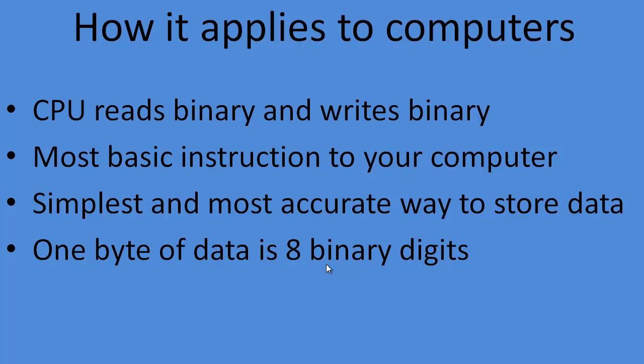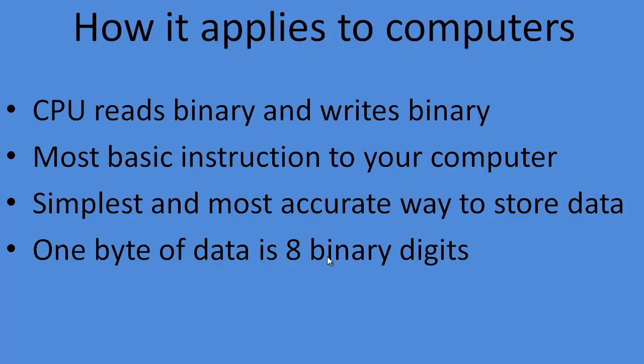I kind of already dove into this. How does it apply to computers? Well, your CPU reads binary and it writes binary. And by writing binary, I mean it'll take binary in, and when it processes the numbers, all results from the CPU are sent out in binary as well. Binary is the most basic instruction to your computer. There's nothing underneath binary as far as what your computer uses, except it's not actual numbers. You're talking about high and low charges of electricity being sent through, which your computer understands as positive and negative, or 1 and 0.